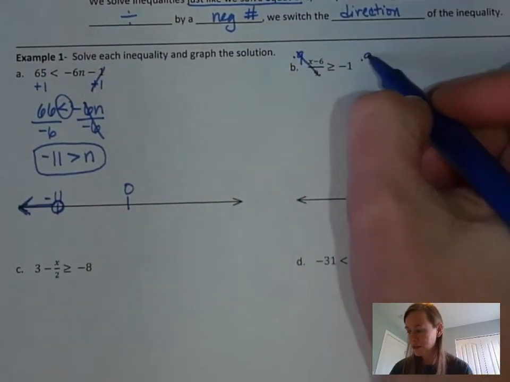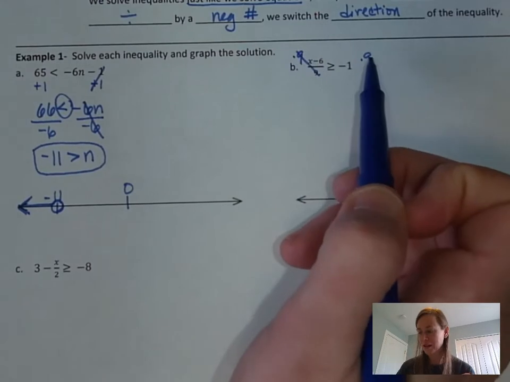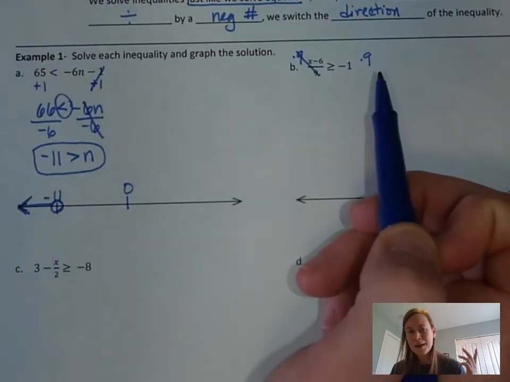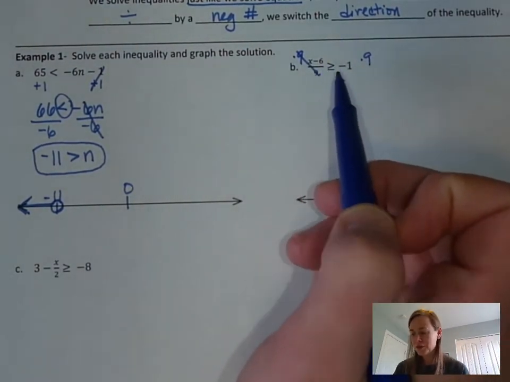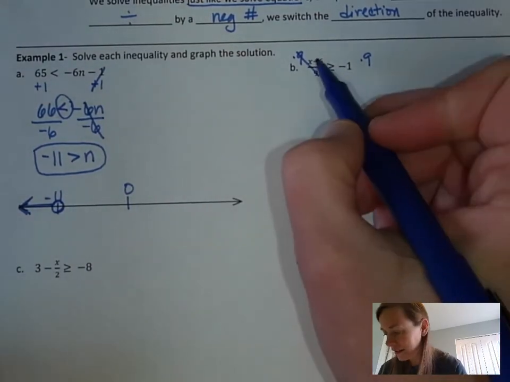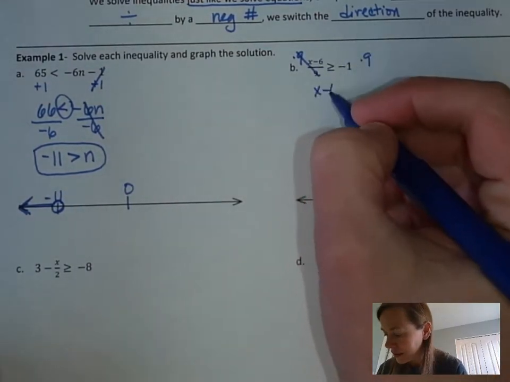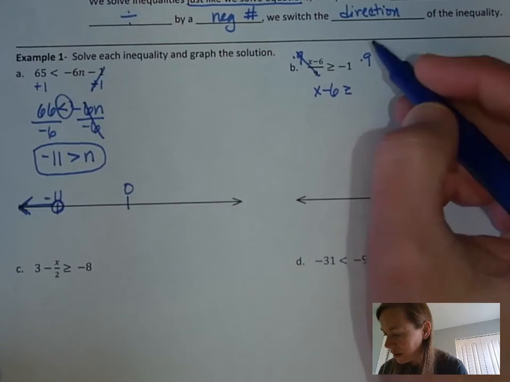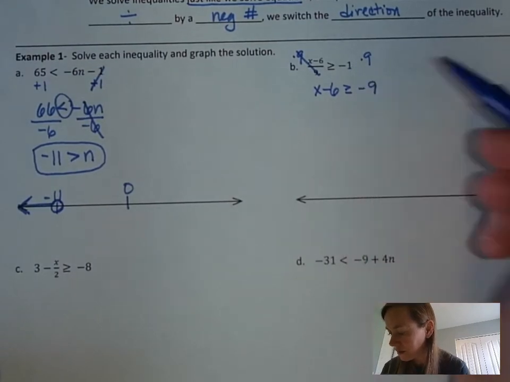Let's make sure we do the same thing to both sides. So we're multiplying by 9 here and by 9 here. 9 is a positive number, so I don't need to circle my inequality. We're not going to change anything there. Now we're going to just bring stuff down. X minus 6 is greater than or equal to negative 9.